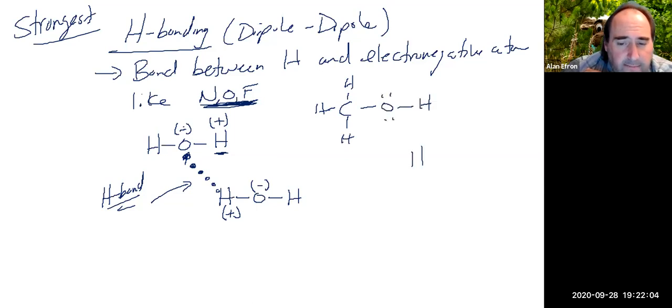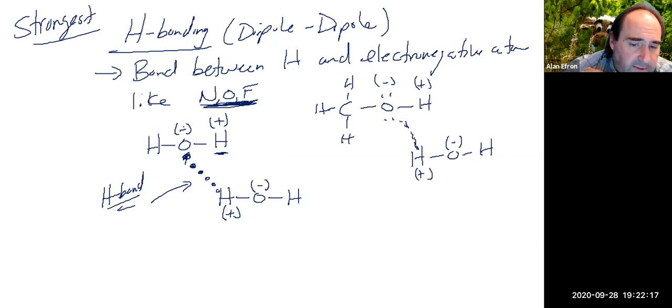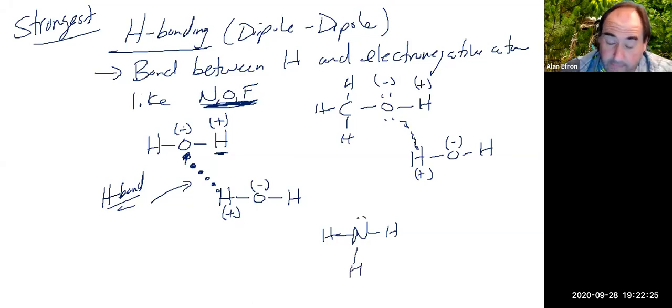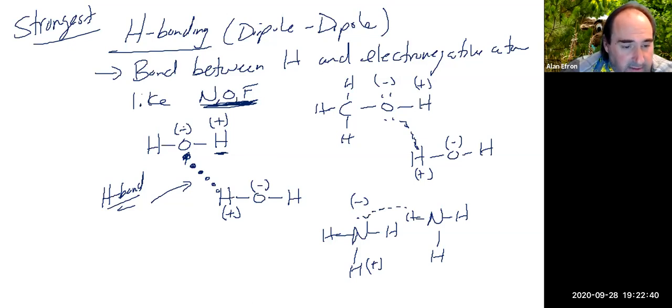And say water. Water again being negative there, positive there. This guy being negative, this guy being positive, able to hydrogen bond right there between those two. NH3 can do it as well. NH3 is polar, and it is more negative here, more positive here. So two NH3s, for example, can do some hydrogen bonding between the hydrogen in one and the nitrogen in the other, able to do that.